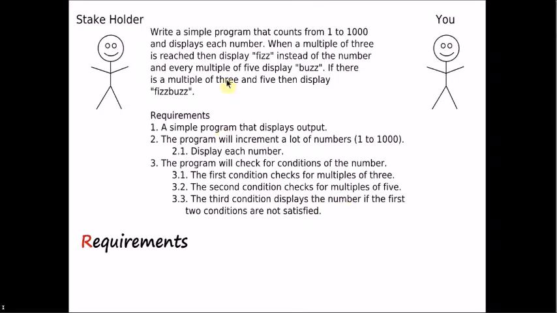So now you have to translate what they wanted into something that is actually doable for you. This is where the requirements come in. You know that the requirements are, you need to write a simple program that displays output. The program will increment a loop of numbers, 1 to 1,000. You need to display each one. The program will check for conditions of the number. First condition checks for multiples of 3. Second checks for multiples of 5, and the third condition checks to see if neither the 3 nor 5 condition is met, to display the number normally.